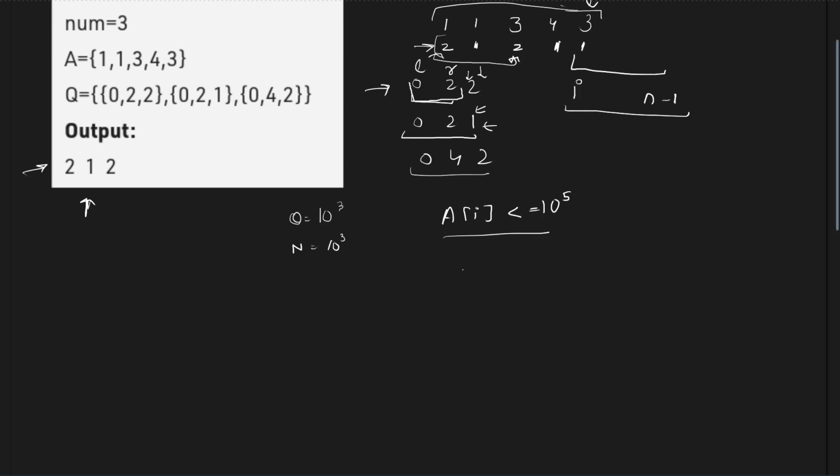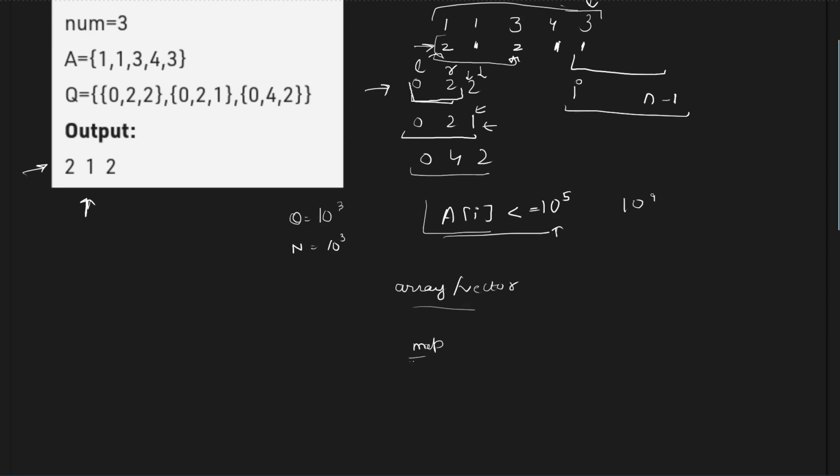For this particular question, since the value of a of I is less than or equal to 10 to the power 5, an array or vector would work to store the frequency, right? If the values were up to, for example, 10 raised to the power 9, then we could not have used an array or vector. A map would definitely work.